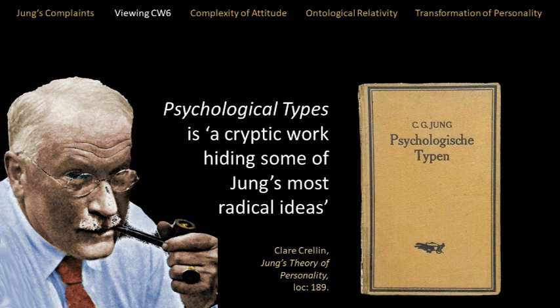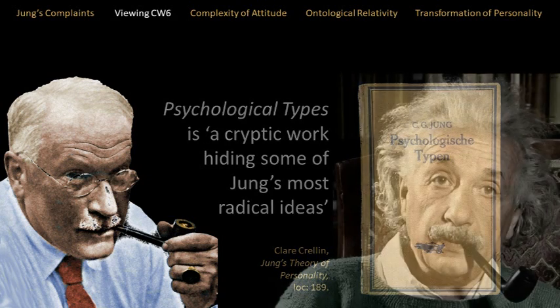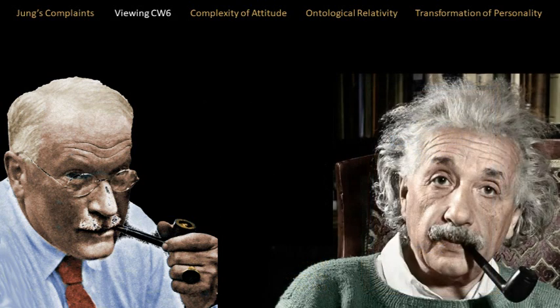The answer to the second question, as to whether he demonstrates a conclusion or mythologizes about solutions, is summed up well by Claire Cranefield in her book on Jung's theory of personality. She says that Psychological Types is a cryptic work hiding some of Jung's most radical ideas. Psychological Types is a book of ideas, a book that seeks to create a new mythology that describes how to overcome the problem of opposites. Again, in Popper's scheme, this is a scientific approach. There are also some other pointers in this direction.